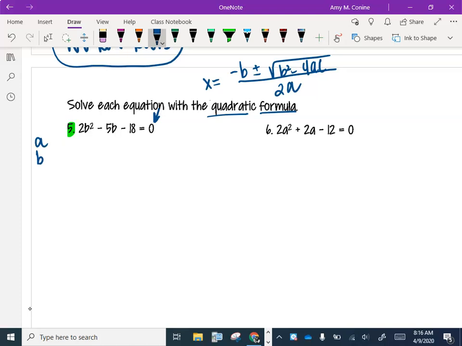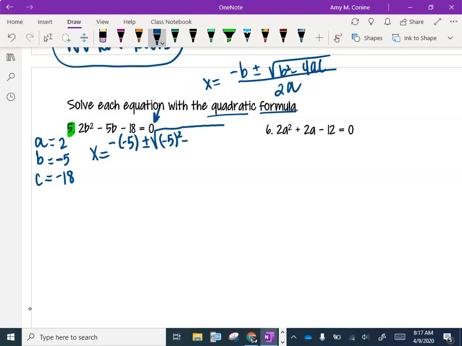It has to be equal to 0, so that's good. So I'm going to label my a, b, and c. So a is 2, b is -5, and c is -18. This just helps make sure that your signs are right, so when you plug them into your formula, you're not messing up a subtraction and making it positive, so you're not getting different answers. So opposite b, we're going to put in parentheses, and that's -5, plus or minus. Remember when we substitute, we make sure that we have parentheses so we don't accidentally mess up signs.